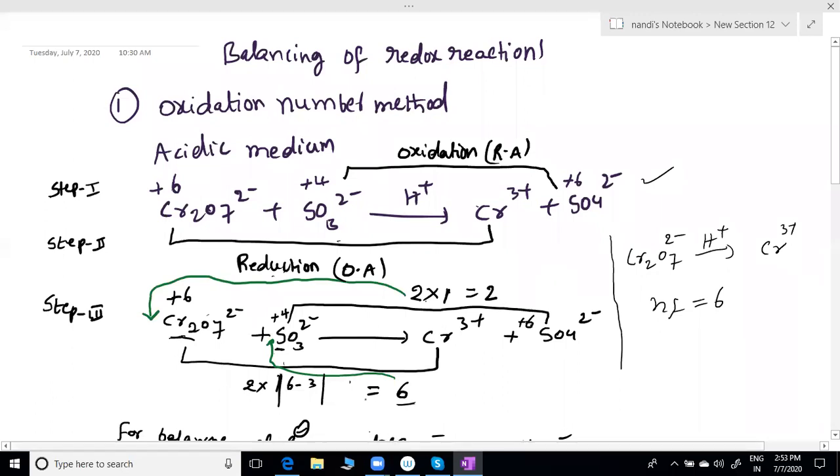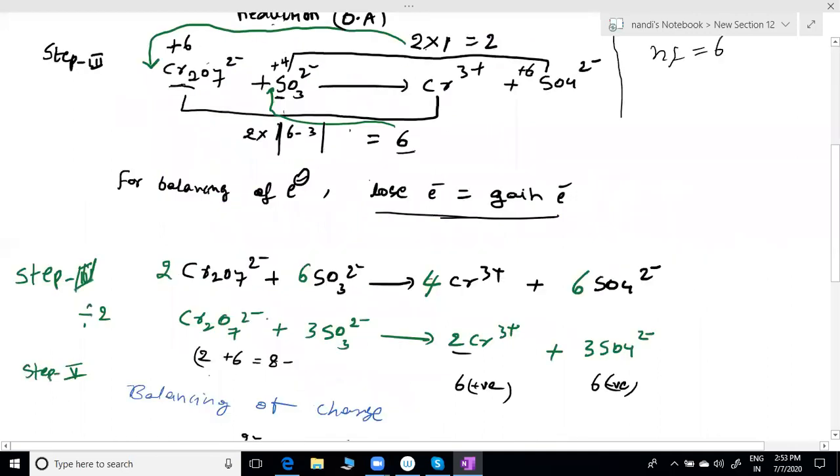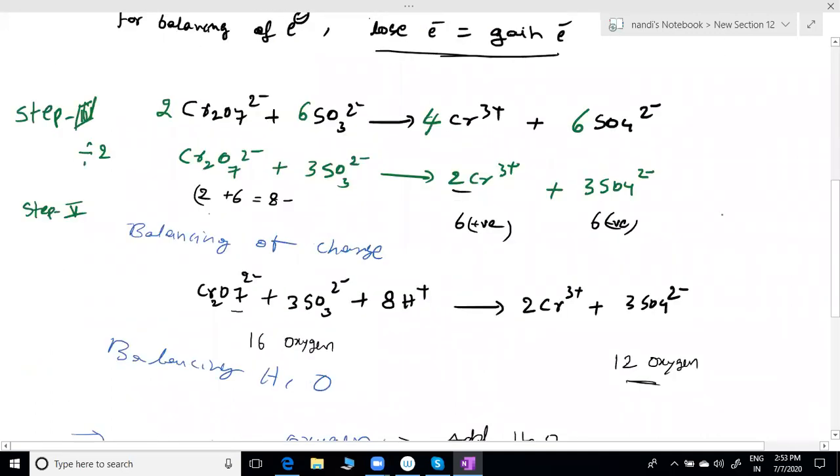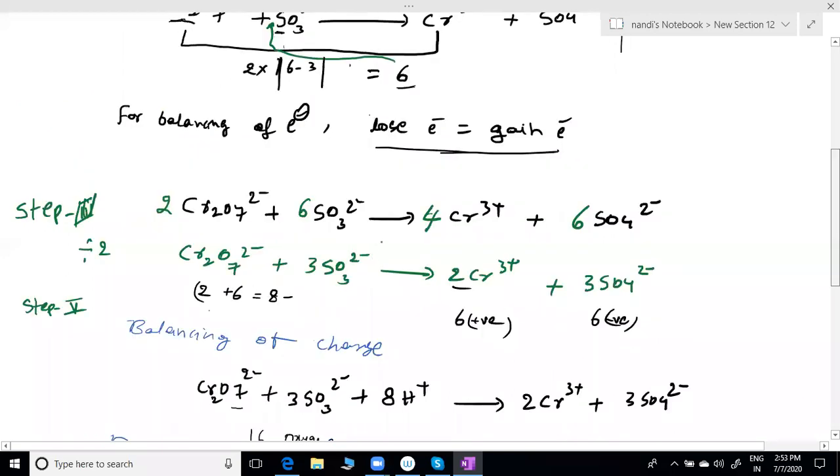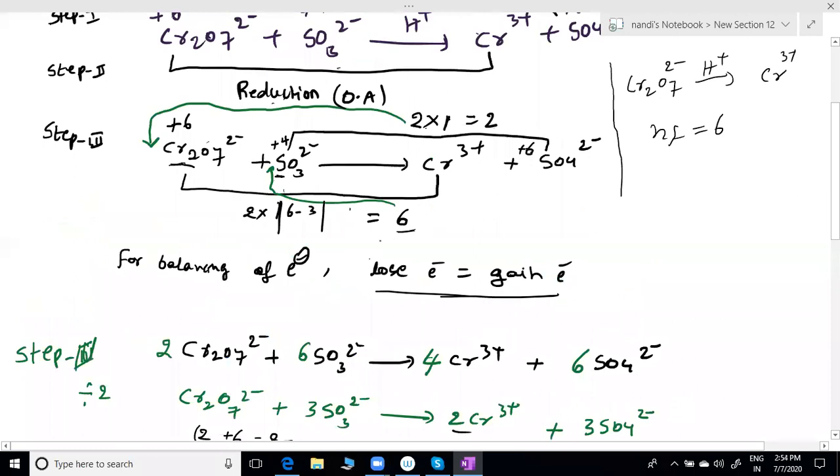Clear? Next, SO3 2 minus to SO4 2 minus, n factor I calculated 2. Now I told you that you have to note down one point. I showed it here with color also. So we are exchanging n factors. We are exchanging their n factors, then we are writing. So exchange n factor here, sulfide n factor here, and chromate n factor here, I wrote.